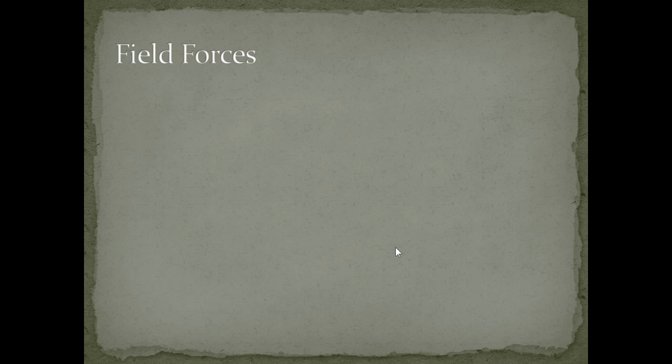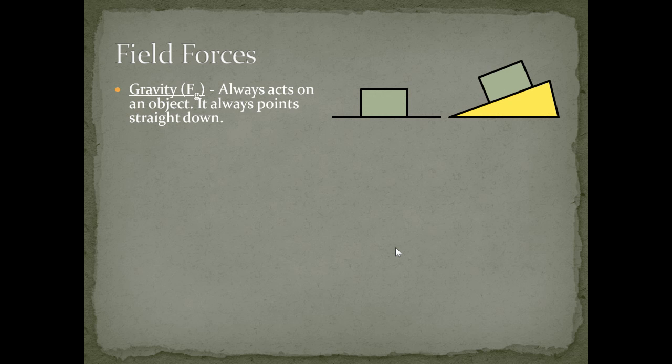So let's start with the field forces. The first field force I want to talk about is the force of gravity. The force of gravity always acts on an object, and it always points towards the center of the earth. Even if you're in outer space, the force of gravity is still acting on you. It appears as though you're weightless, but you're actually not. The variable that we give for the force of gravity is going to be a capital F with a subscript lowercase g, which stands for the force of gravity.